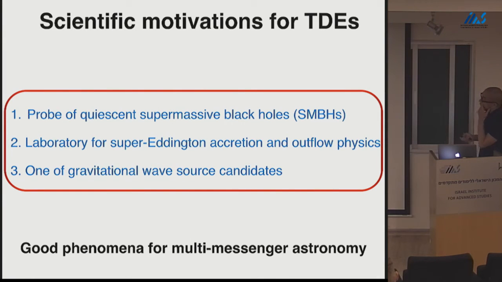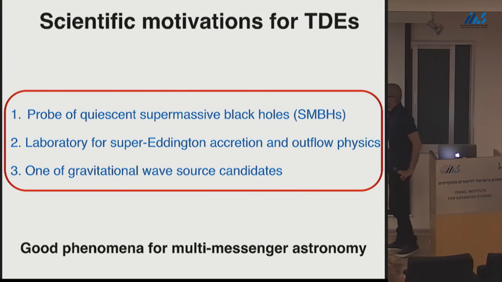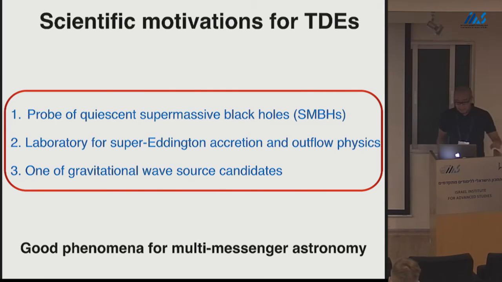So there are three main scientific motivations to study tidal disruption events. One is that tidal disruption events are a probe of supermassive black hole demography. Second, tidal disruption events are a laboratory for super-Eddington accretion and outflow physics. And finally, tidal disruption events are one of the gravitational wave source candidates.